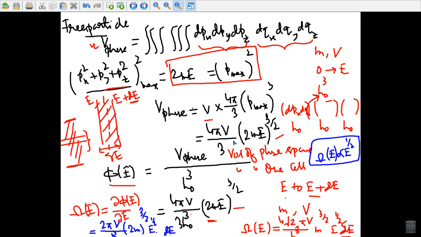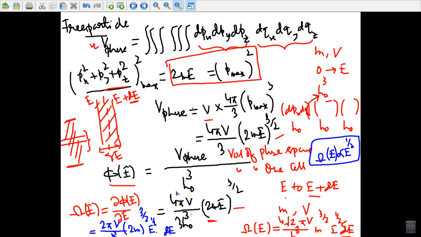So it is 4 pi V divided by 3 times twice mE to the power 3 by 2, and the number of phase cells will be phi E is equal to the volume of the phase space divided by the volume of one cell, that is V phase divided by h0 cube. So for a single particle, the number of accessible microstates will be equal to the number of accessible cells in the phase space, and therefore the number of microstates in the energy range from 0 to E will be given by phi is equal to 4 pi V divided by 3 h0 cube times twice mE to the power 3 by 2.